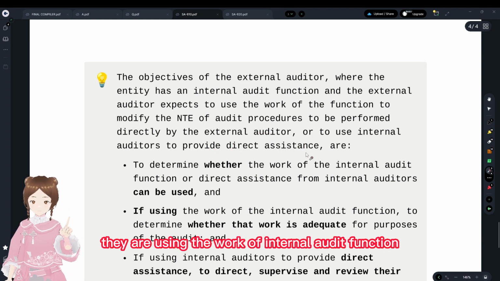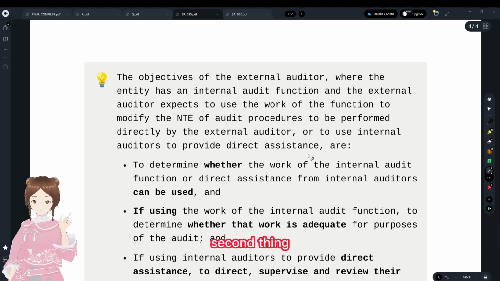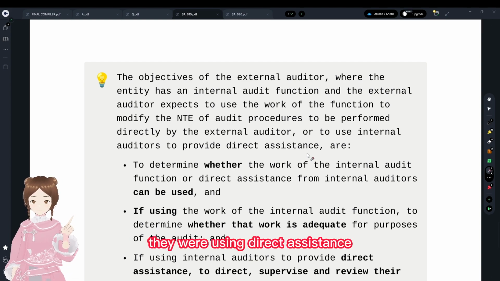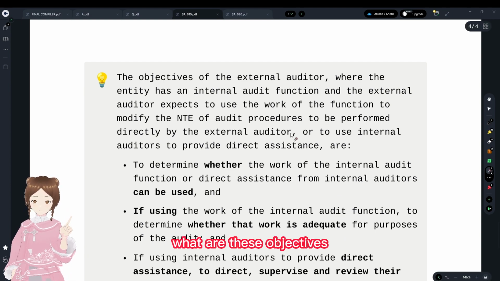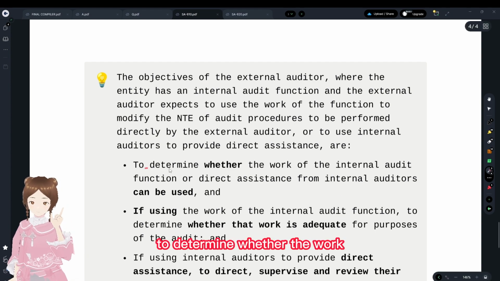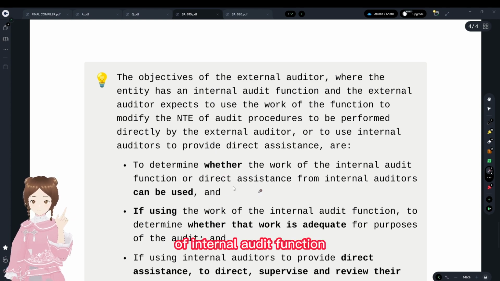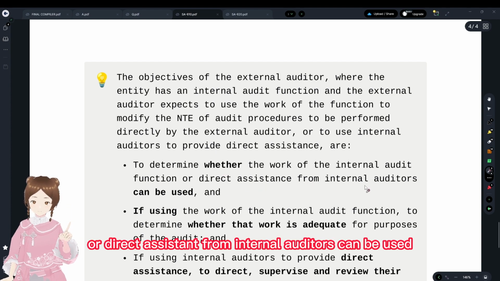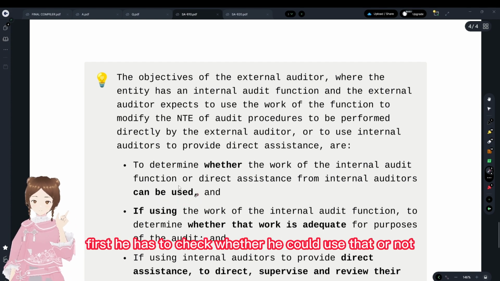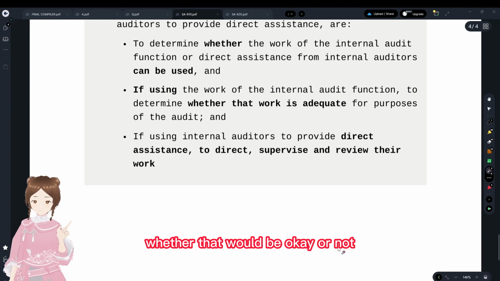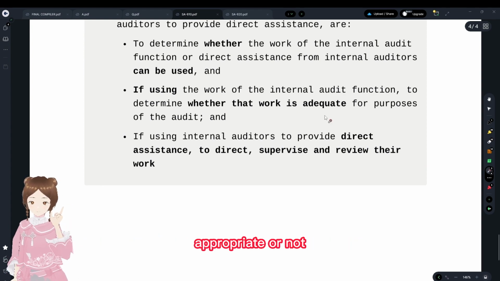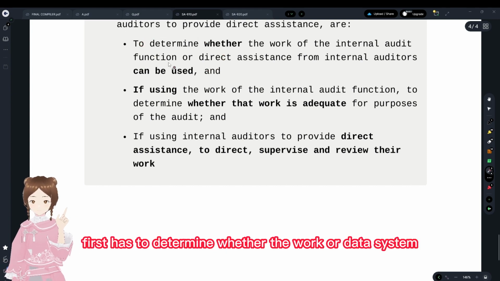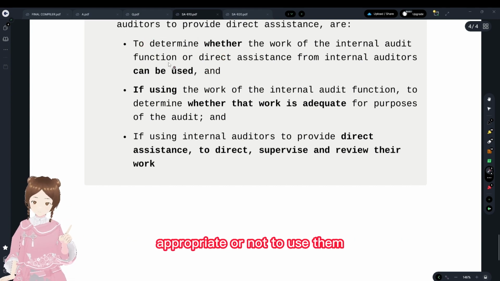First thing, they're using the work of the internal audit function. Second thing, they're using direct assistance from the internal auditor himself. What are his objectives when he uses that? To determine whether the work of the internal audit function or direct assistance from internal auditors can be used. First, he has to check whether he could use that or not, whether that would be adequate enough to use appropriately or not.